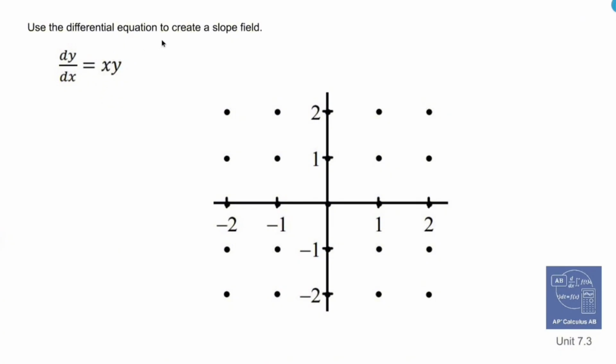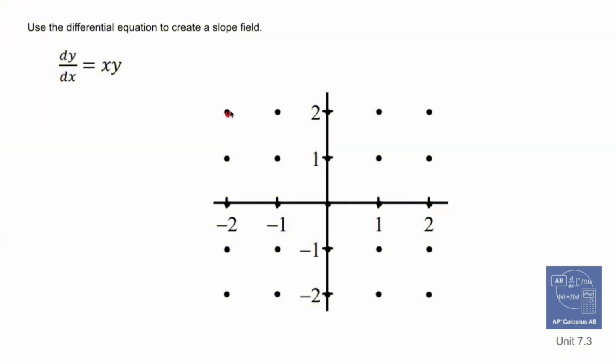Use the differential equation to create a slope field. A problem like this could take a very long time and show a lot of work, so I'm going to try to do this somewhat quickly. But the way you handle this is you have, wow, is this 25 points? So this is going to take a few minutes. You have 25 points here, and you choose one of the points. Let me show you that algebraically, and maybe from there we can do a little bit of mental math.